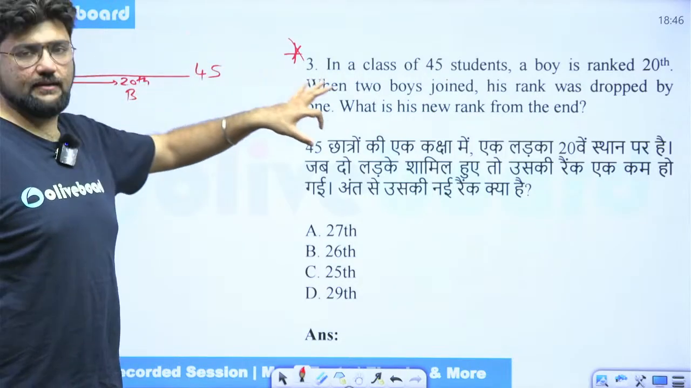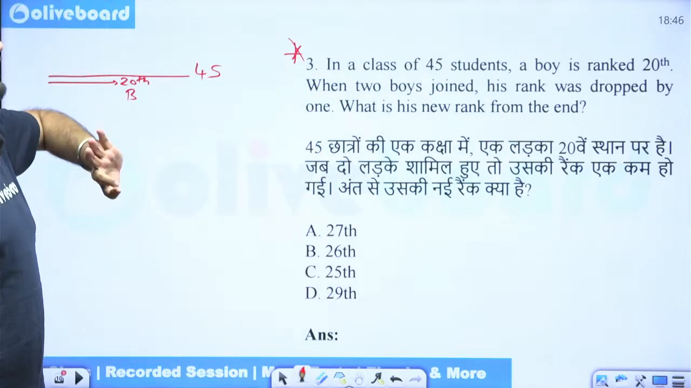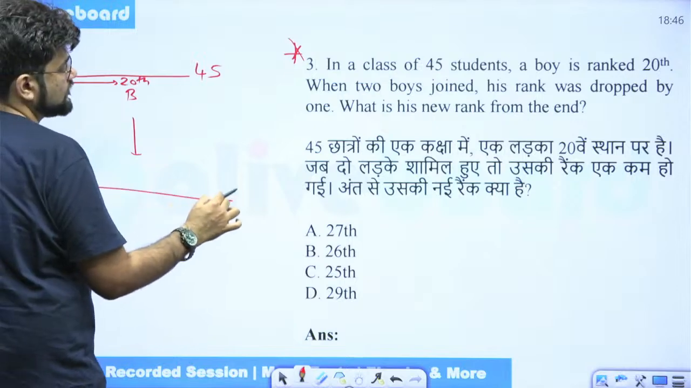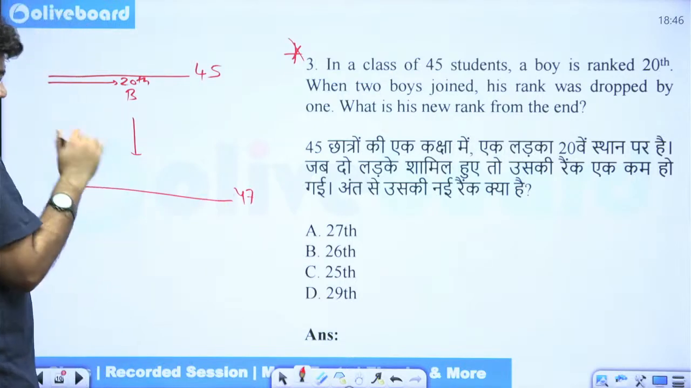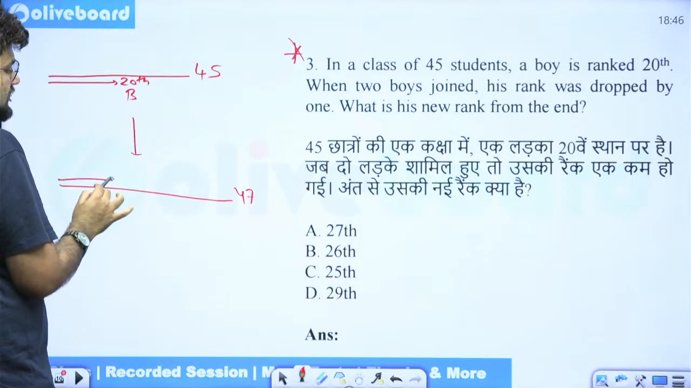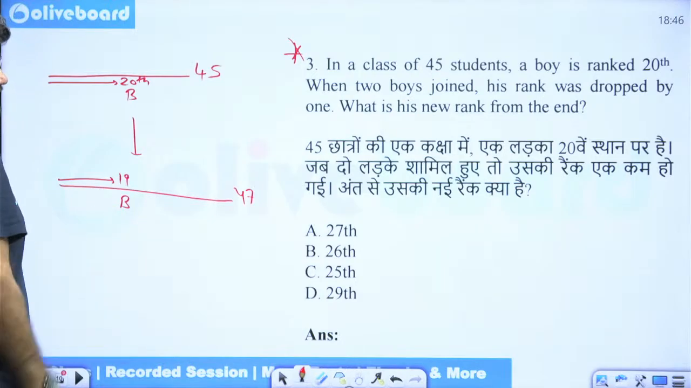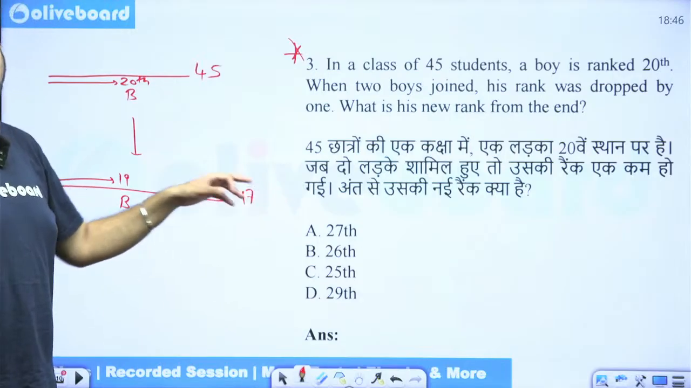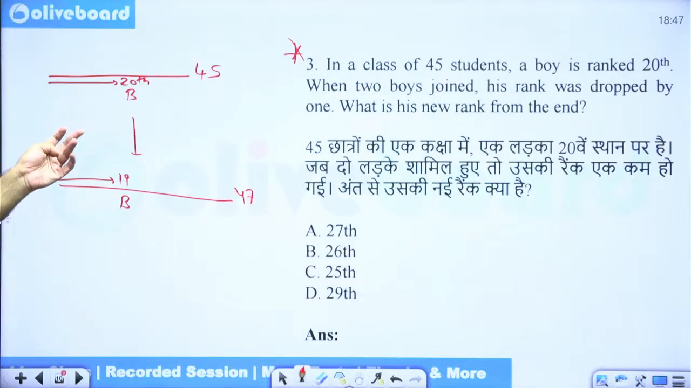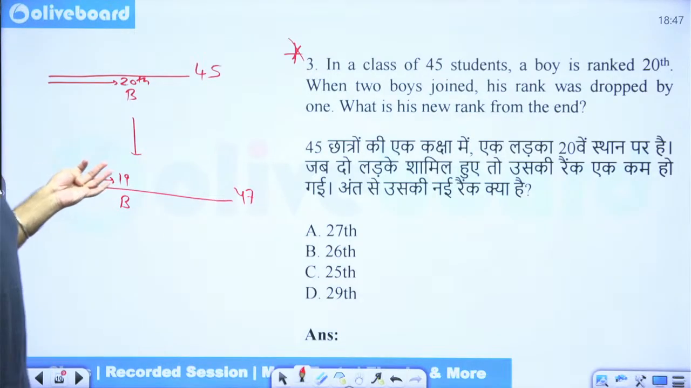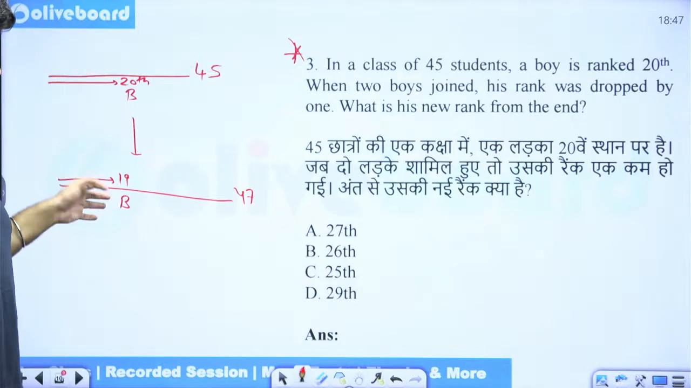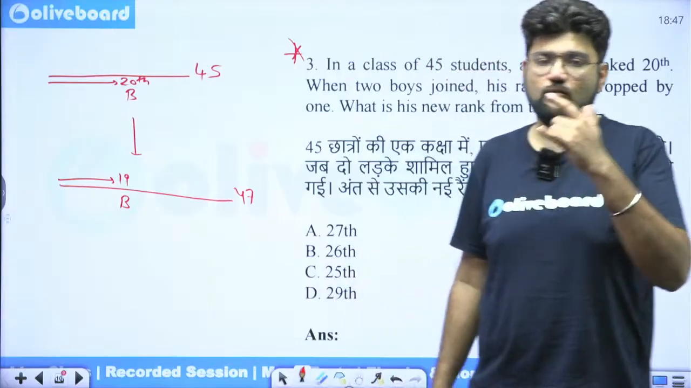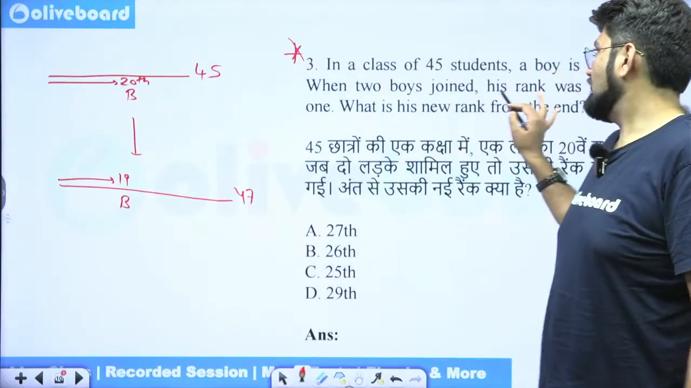When two boys joined, his rank dropped by one. A lot of people do this. Okay, I'll tell you. When two boys joined, rank drops by one. We will write it like this, and then they'll solve the whole thing. 48 minus, correct? No, 29. You have 29 in the option, you'll mark it and you'll get the correct answer. It's all about vocabulary, language.